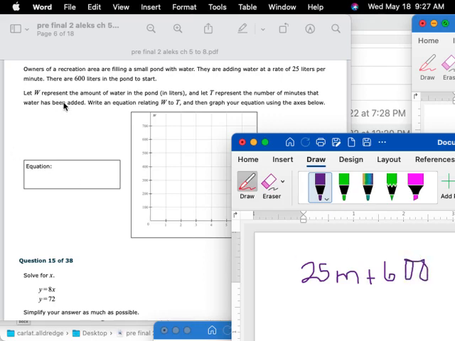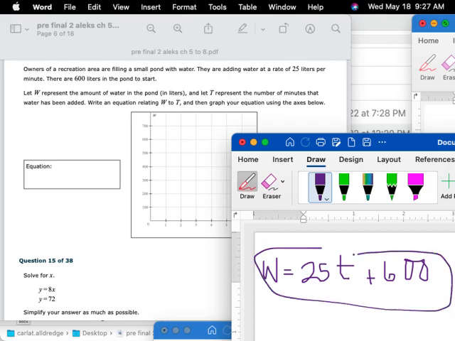Let W represent the amount of water in the pond. So we're going to have W equals. Let T represent the time in minutes. So I'm going to have to erase my M and put T because they told me to. T is time in minutes that the water has been added. Write an equation relating W to T, which is right there, 25T plus 600, and then graph your equation using the axes below. So what would we do to graph this equation?